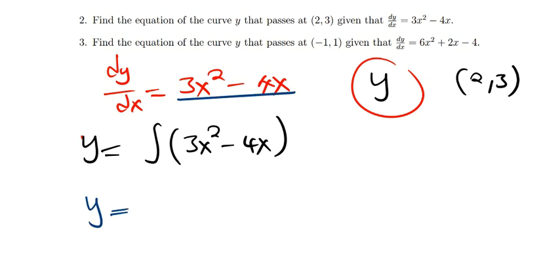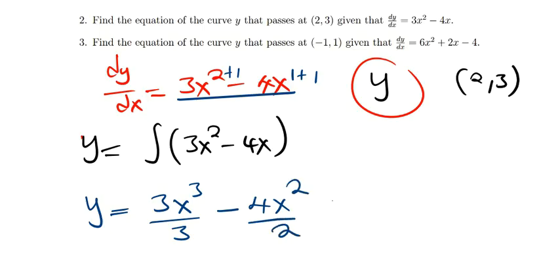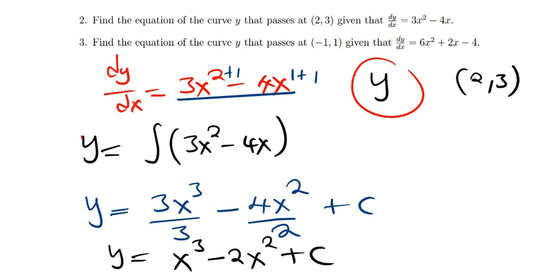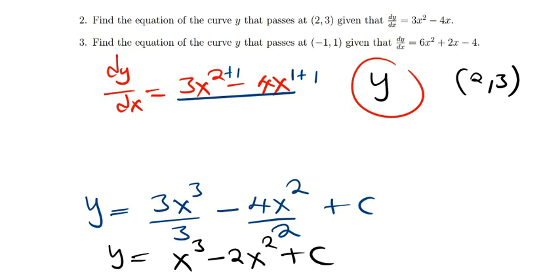So integration is going to involve us adding 1 to the power, so the 2 will become 2 plus 1, the x to the power 1 will become 2. So this is going to be 3 divided by the 3, minus 4x will become the power 2 now divided by the 2, plus a constant c. Our y therefore becomes x to the power 3 minus 2x squared plus c right there. And therefore our y is equal to x to the power 3 minus 2x squared plus c after the integration.